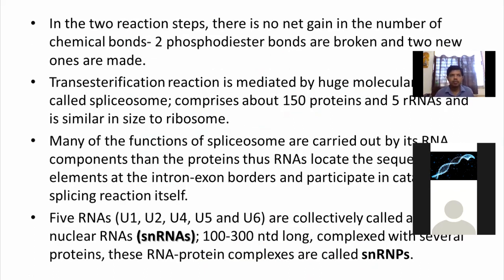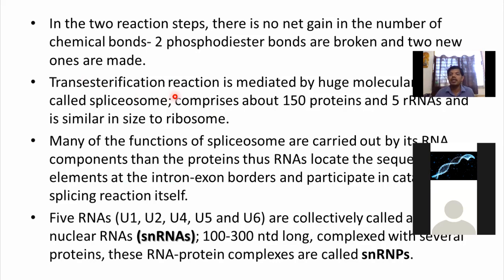Then, in the two reaction steps, there is no net gain in the number of chemical bonds. Whatever the two reactions we have learned here, in these two reaction steps there is no net gain in the number of chemical bonds. Two phosphodiester bonds are broken down and two new phosphodiester bonds are synthesized. So there is no net gain.